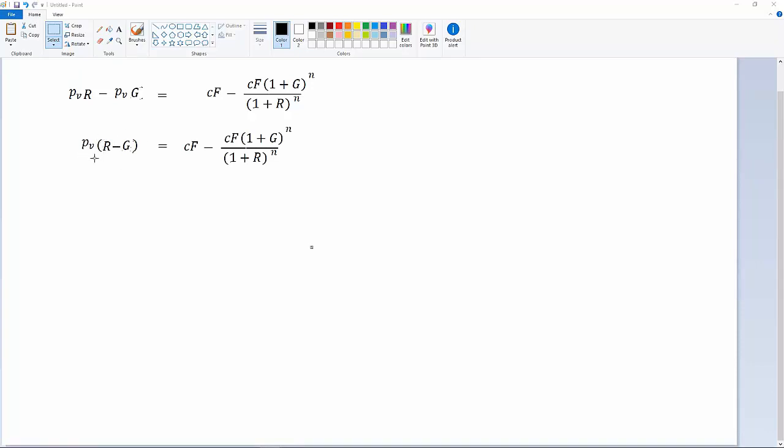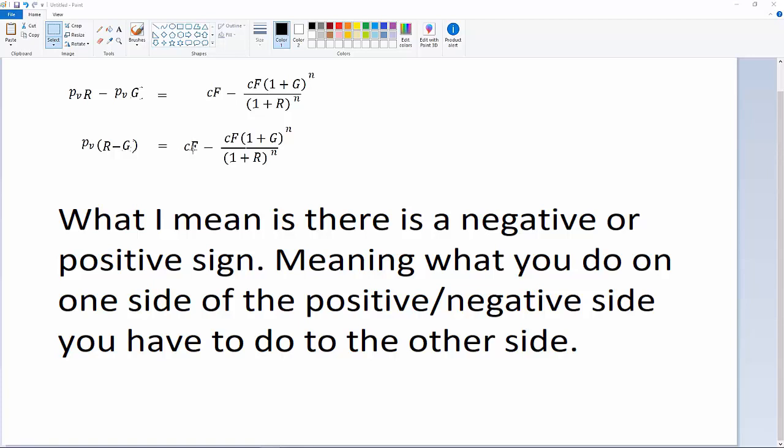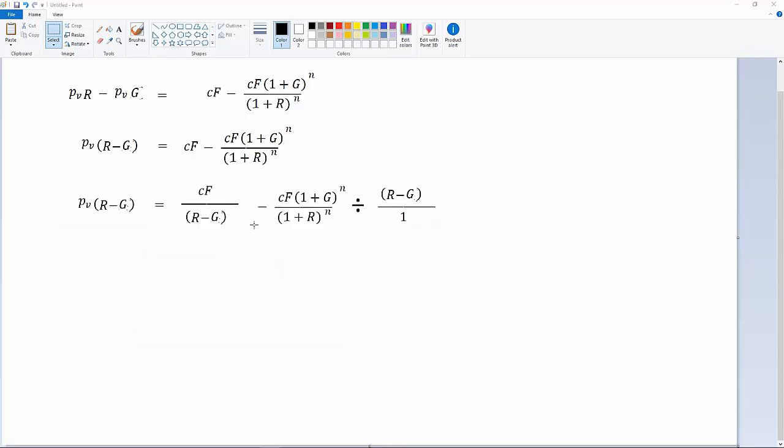So we're gonna divide this side by R minus G, which would mean we just have PV left on this side. Then we're gonna divide this side. Notice you have to divide both sides because there's a negative sign. So it becomes CF divided by R minus G. And then this side divided by R minus G. Okay, so I'm just going to show this a bit more in detail because no one really ever explained this to me when I was doing math.